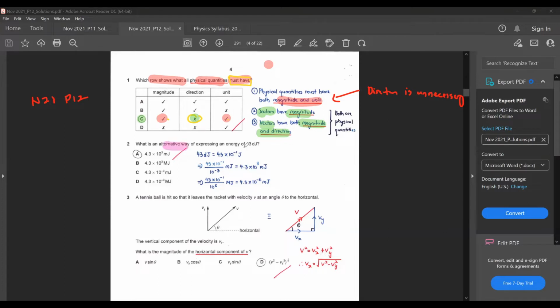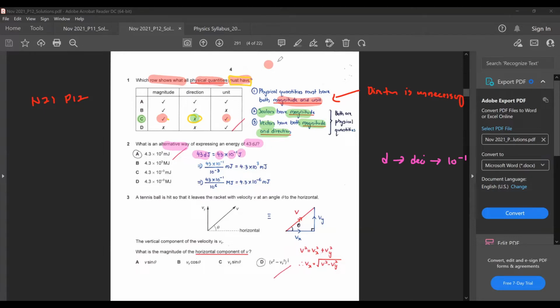What is an alternative way of expressing an energy of 43 decijoules? Okay, now this one is your submultiple prefix that you've learned before. D stands for deci. Okay, D is deci, which is a submultiple of 10 power minus 1. So 43 decijoules is 43 times 10 power minus 1 joules.